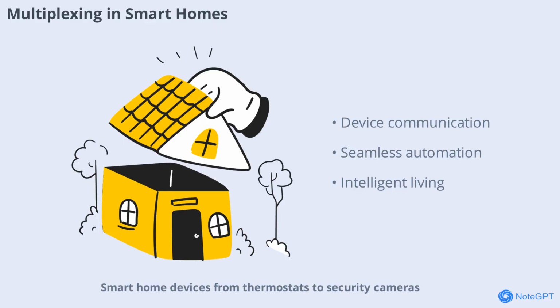Smart home devices, from thermostats to security cameras, rely on multiplexing to communicate over shared networks. Multiplexing allows multiple devices to operate simultaneously, providing seamless automation and control. As smart home technology advances, multiplexing will enable even more connected and intelligent living spaces.